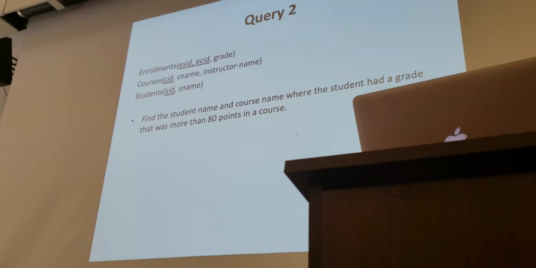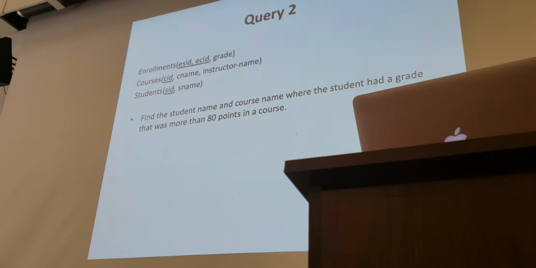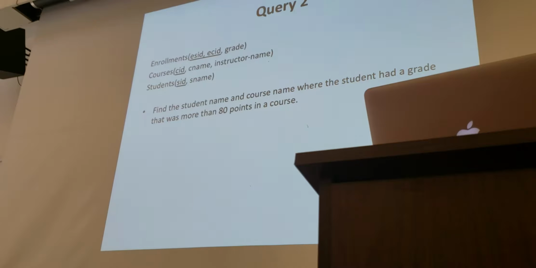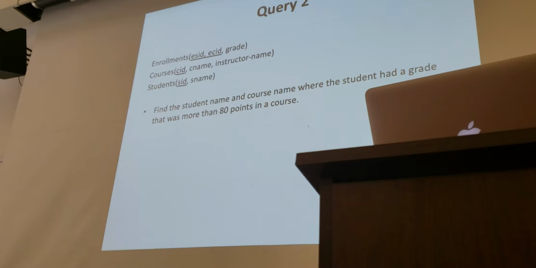Query 2 is going to involve three different relations. And the third one is going to be the students relation where you get the name of the student. We're going to be staring at this one a fair amount. And fortunately, I've got 17 minutes left, so I may be able to finish most, I hope all, of this lecture. And basically, find the student name and course name where the student had a grade that was more than 80 in that course. Now, I'm going to need all three of the tables.